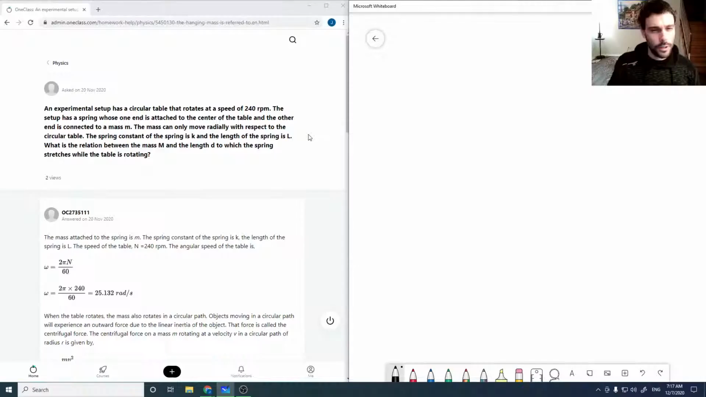Okay. All right, so here we have a circular table, which could be drawn better, but it's okay. And it's rotating at 240 RPM. And from the center of the table, there's a spring attached to a mass.